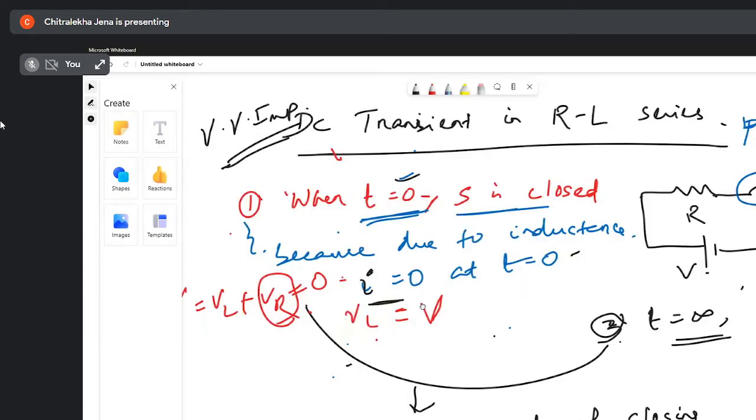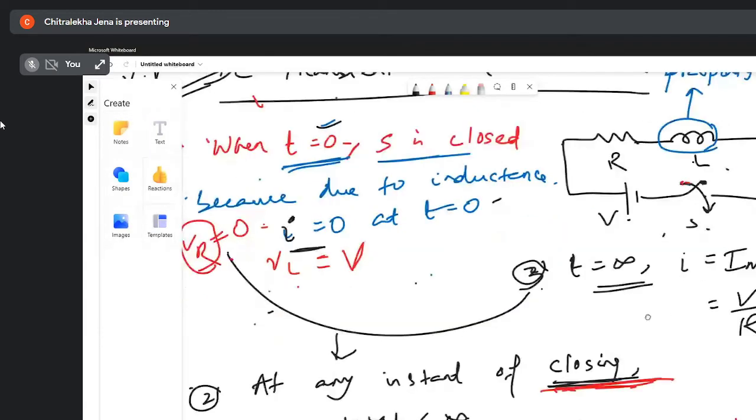What happens to t at infinite? What happens to your VL? Tell me. V minus VR, VL is equal to how much?